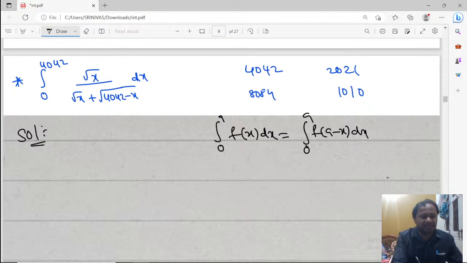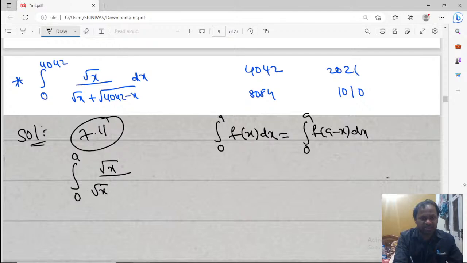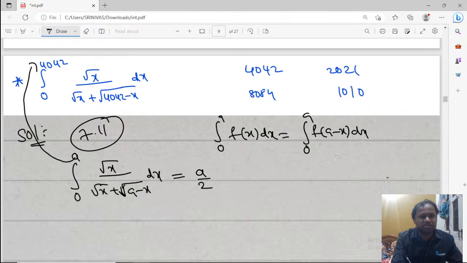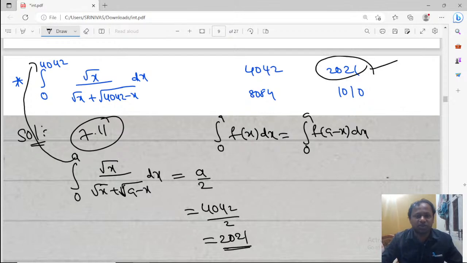So in theory, in 7.11, we have one formula, one problem. Integral 0 to a under root of x divided by [under root of x plus under root of (a minus x)] dx. This is the question. For this, what was the answer? A divided by 2. So a value will be this one, 4042. Same, that is equal to 4042 divided by 2, that is nothing but 2021. So the answer is 2021.